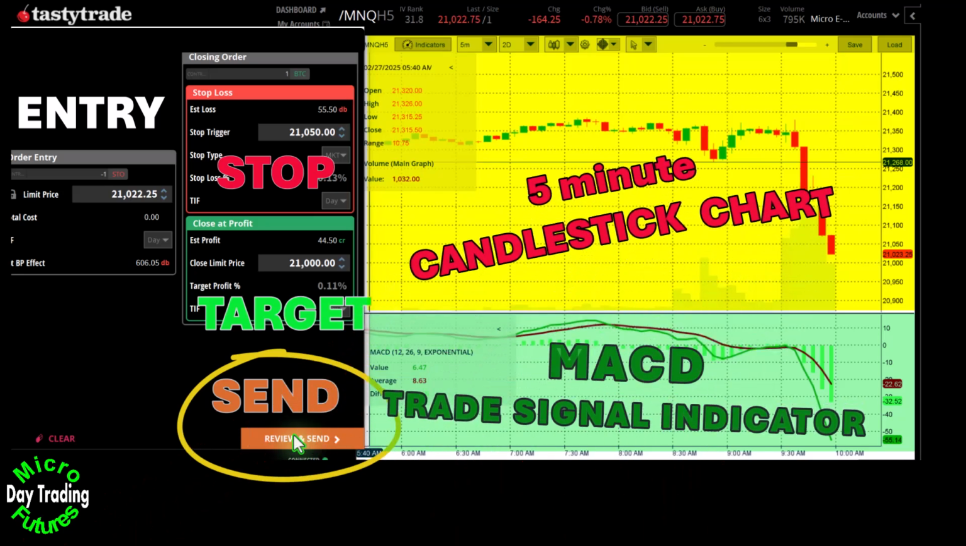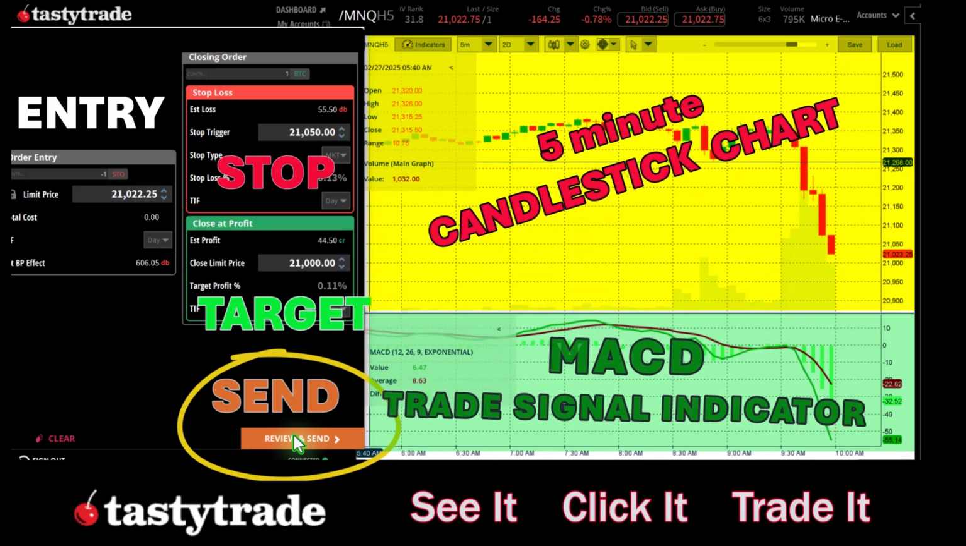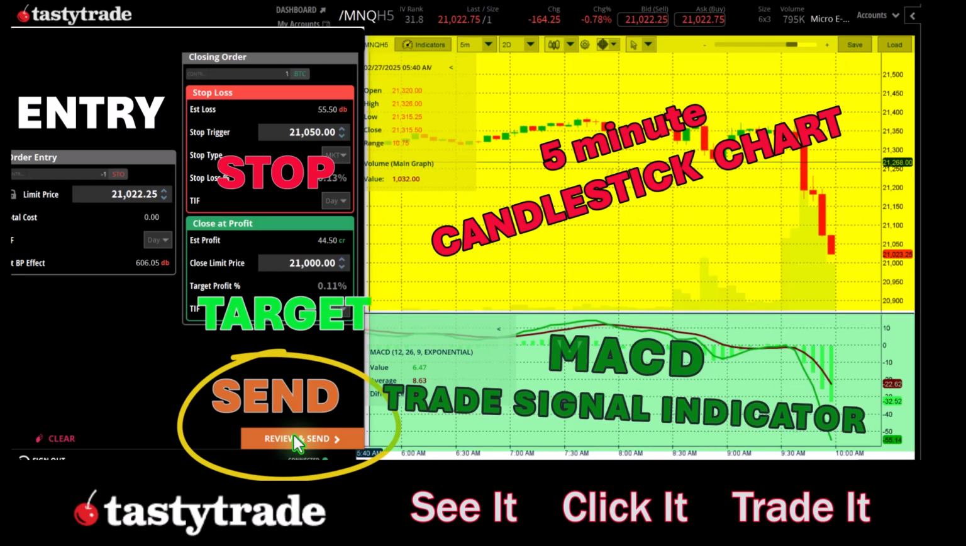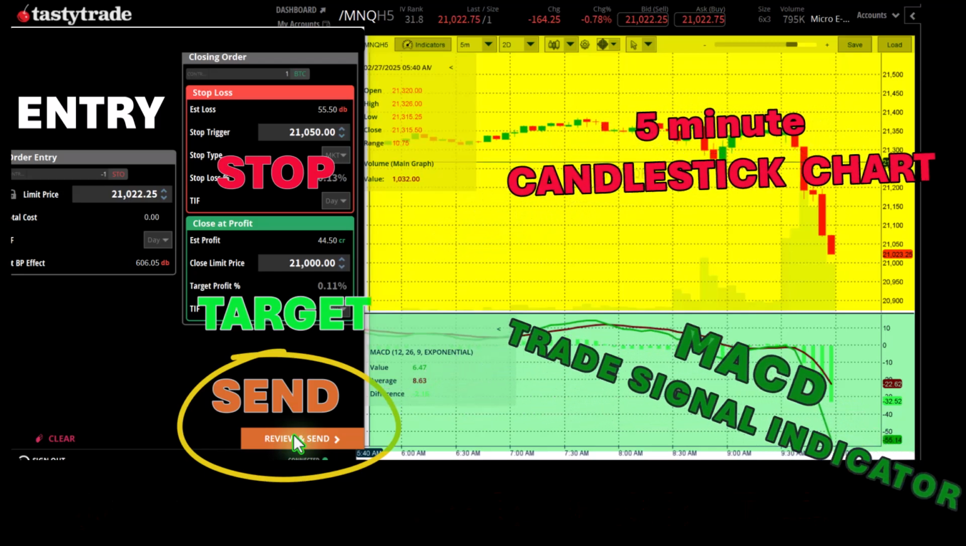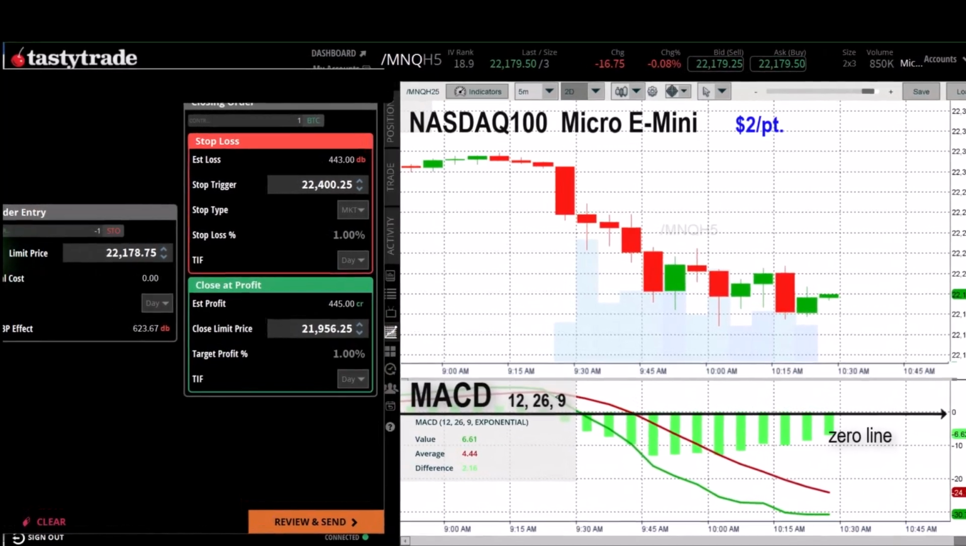to enter the trade. And the reason I do this is because it makes trading a lot easier when you have see it, click it, trade it. Everything all on one page. It sure makes learning a lot easier. And it helps speed your learning because I use the same setup every time.